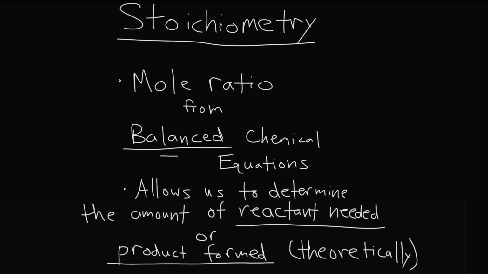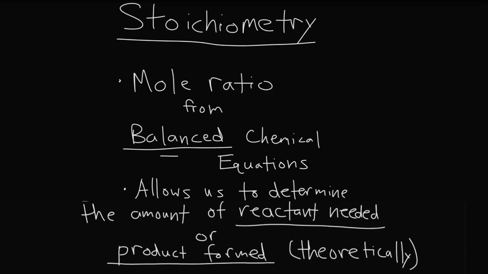The key is we need to know the mole ratio of the reactants to each other, the reactants to the products, and the products to each other from a balanced, and this is the key, balanced chemical reaction. You can't determine anything stoichiometrically until it's balanced, and we'll discuss why.